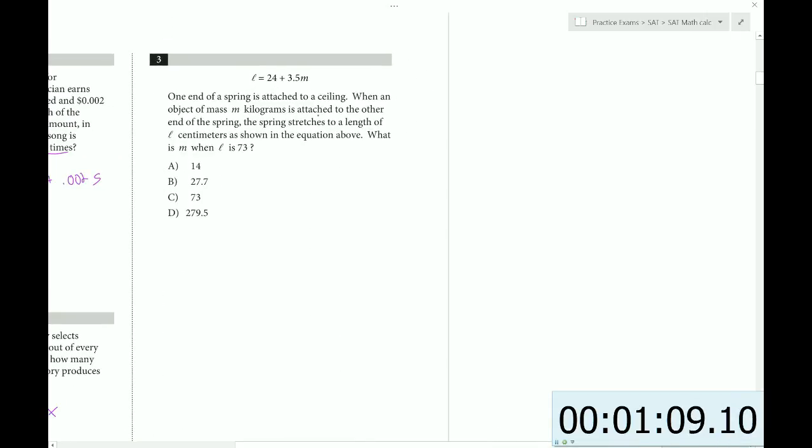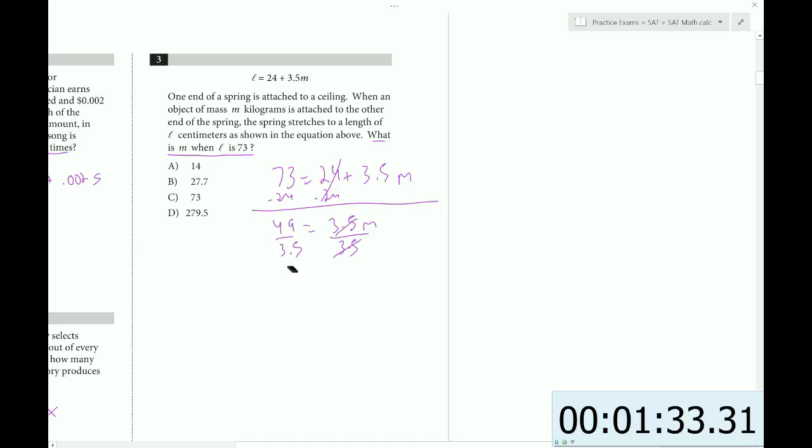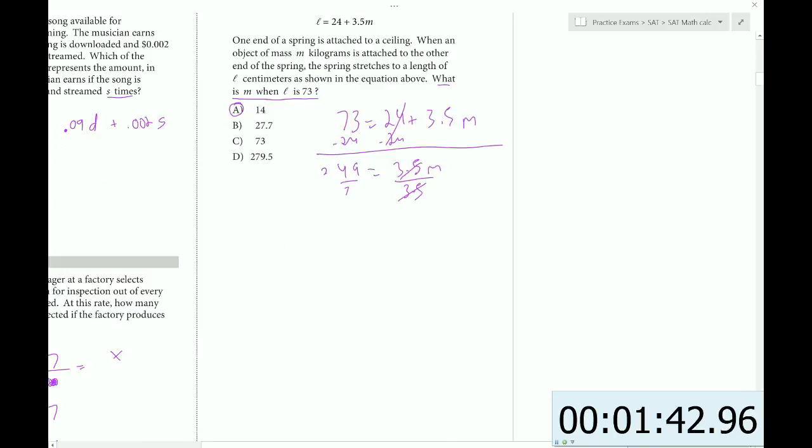All right, we have an equation here. What is M when L is 73? So 73 equals 24 plus 3.5 M. Subtract 24. Notice I didn't even read the question. It's not necessary. You get 49 equals 3.5 M. And divide by 3.5. And 3.5 is really 7 halves. So we could replace this with 7 halves. And then the 2 really comes to the top. So 49 over 7 is 7. 7 times 2 is 14. Choice A.